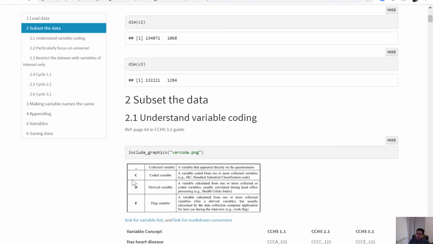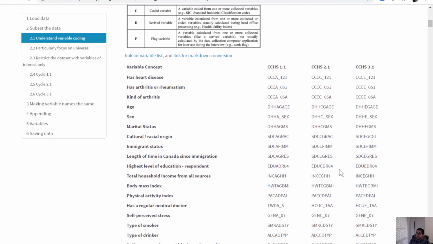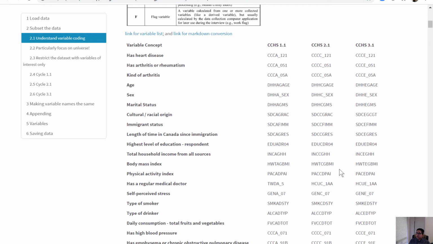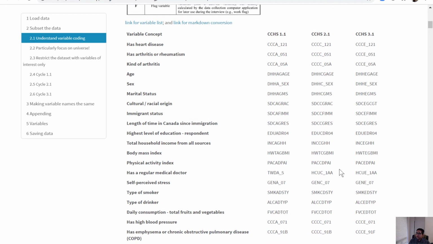Say for example, it could be a coded data, it could be a derived variable, it could be a flag variable. Generally these derived variables are derived or calculated based on other variables that exist in the data. So in our dataset, what we are doing here is we are trying to get the variables that are associated with a particular research question.